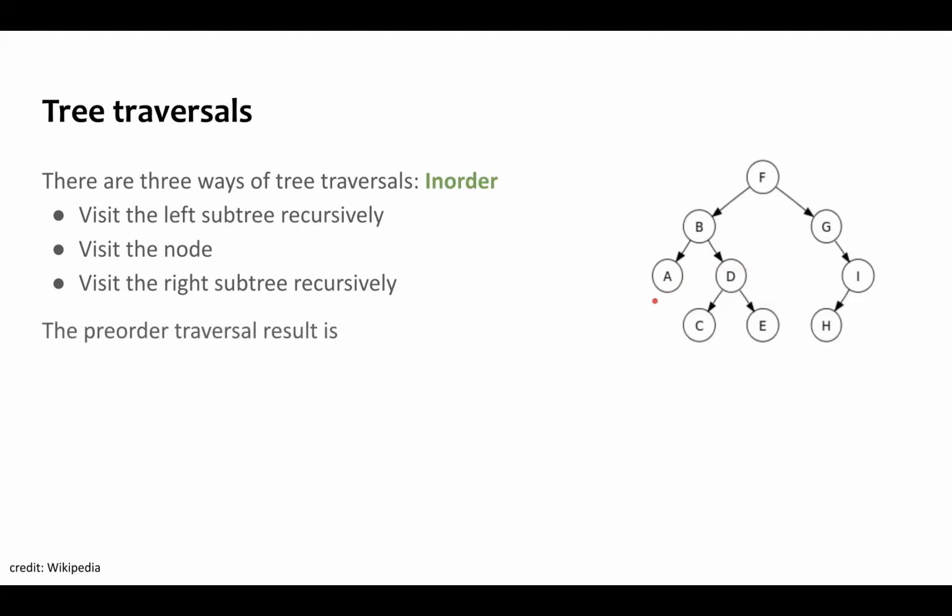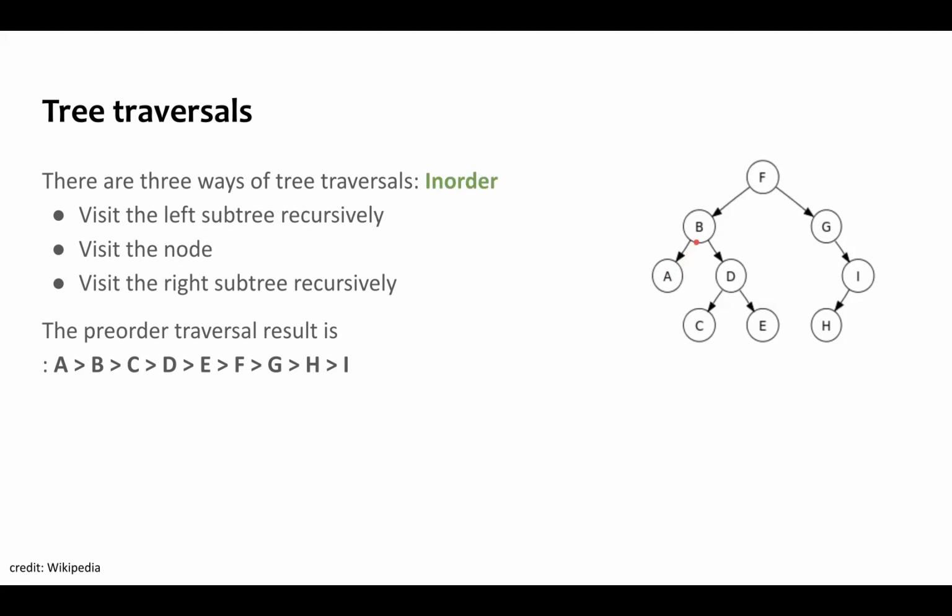The in-order traversal result is A, B, C, D, E, F, G, H, I. So how is it A, B, C, D, E, F, G, H, I? When we start from the root, rather than visiting this node, we are going to process the left part first. So we go to the left part and we do the same thing for this node. When we come over here, rather than visiting this node, we are going to have a look at the left child first. So that is going to be A.